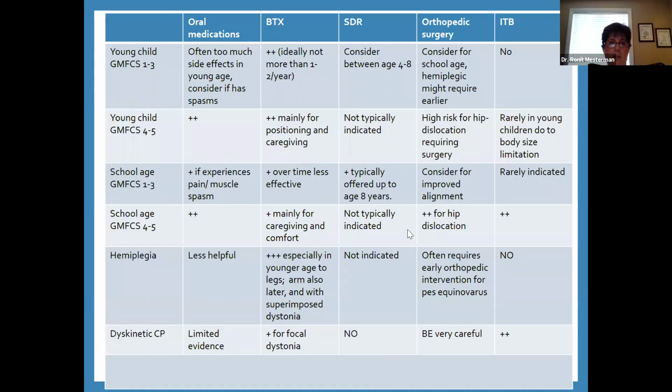I want to use the last few minutes to just do this quick review, because again, while I don't want it to be perceived as a recipe, it helps to maybe organize the information I have provided. So when I look at a young child referred for question hypertonia management, that is GMFCS 1 to 3, oral medication is often on my list to discuss, but I would rarely use it because the young children seem to have more side effects and less effectiveness on the function.